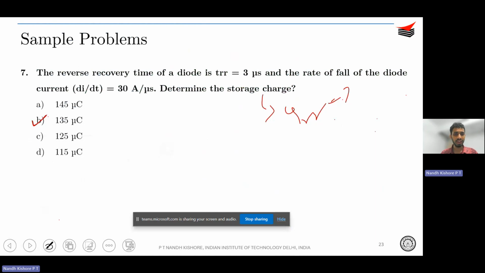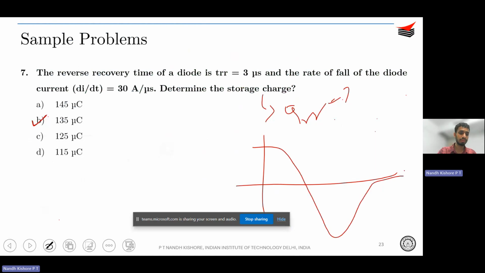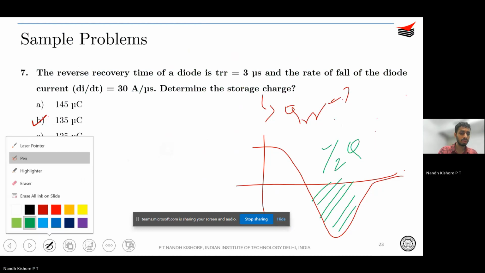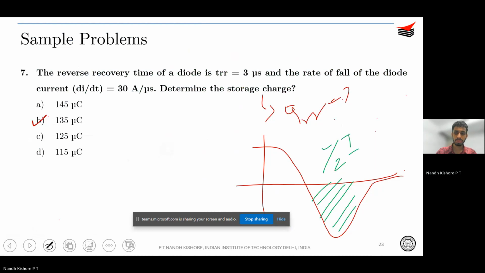So di/dt is given and TRR is also given. You just found out QRR by determining this area, which happened to be half into IRR into TRR. This is your QRR.